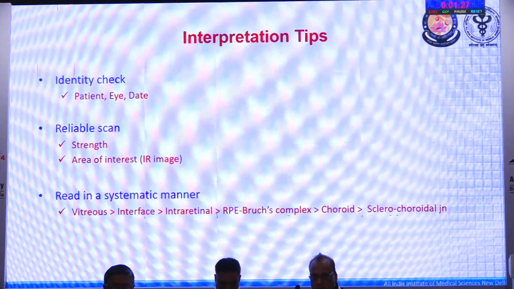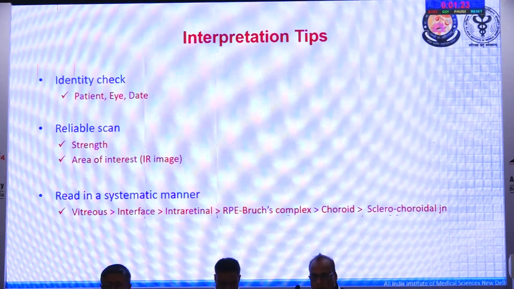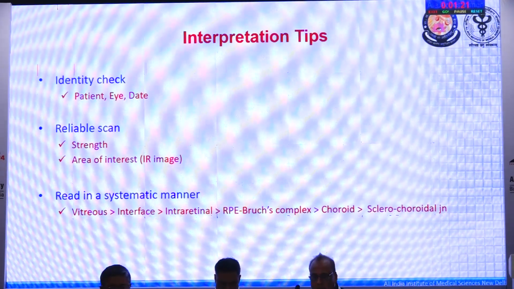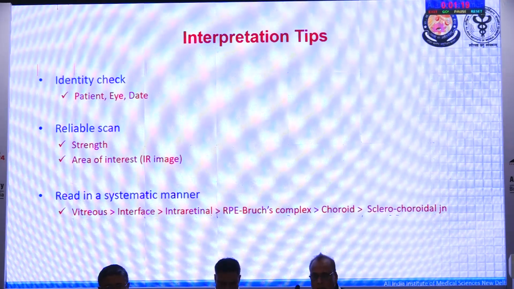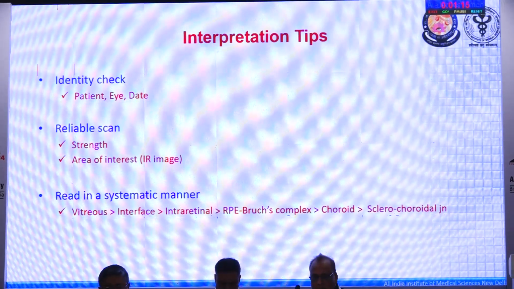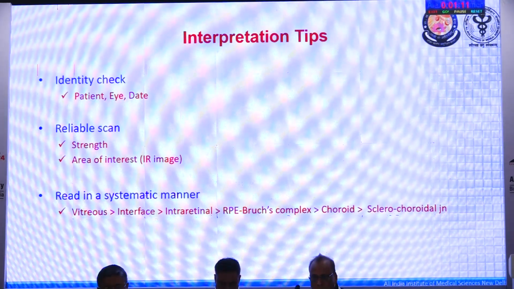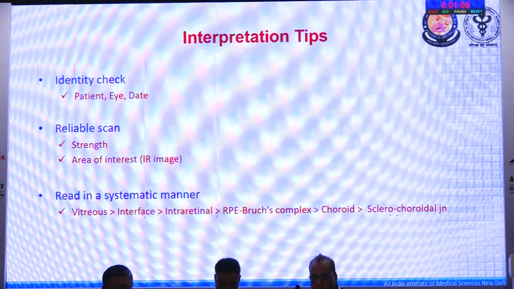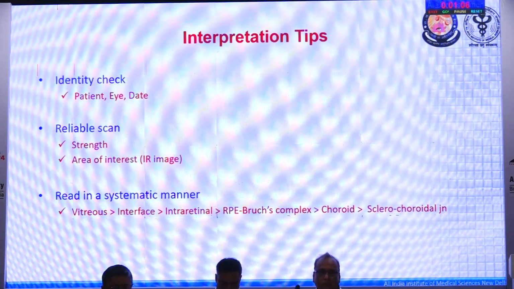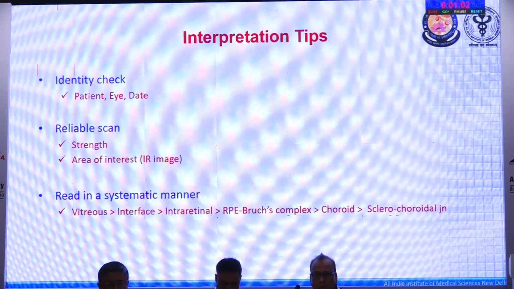Now to interpret, you should first check the patient identity, whether it is the same patient that you are looking at, the eye, right or left, and the date, whether it is the same day you want to assess the image, or is it the previous or the follow-up image. Whether the scan is reliable, you should look at the signal strength; if it is 6 or more out of 10, then it is a reliable scan. And then the area of interest, you can look in the infrared image available to you.